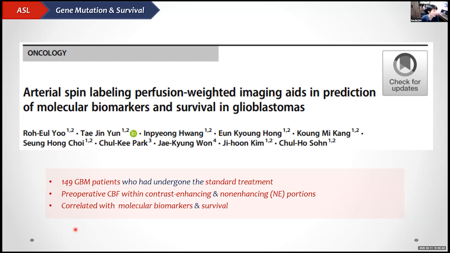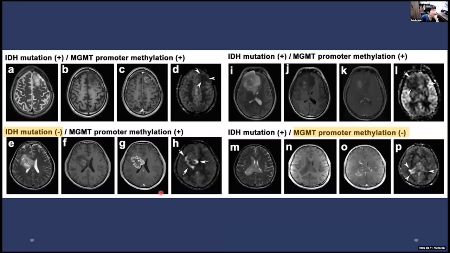So about 150 GBM patients were taken, and the preoperative CBF map of the patients were analyzed in terms of the exact normalized CBF value within the contrast enhancing and non-enhancing portions. And the values were correlated with the famous molecular biomarkers and even survivals. And the study showed that the lack of IDH mutation, which we call IDH wild type, and the lack of promoter methylation of the MGMT were associated with increased CBF at the enhancing portion of the tumor, as shown here.